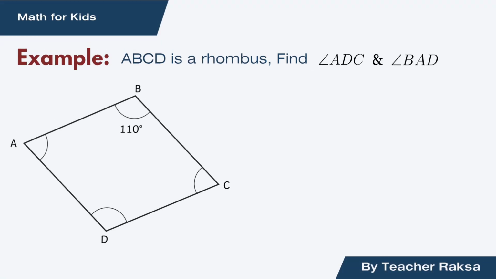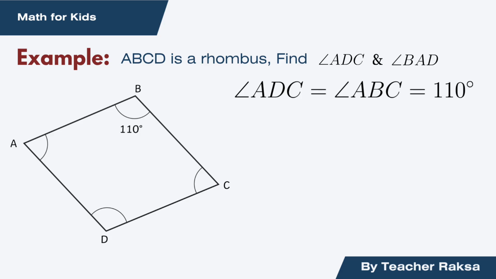Now let's use these properties to solve a real problem. In the given figure, we need to find the values of some unknown angles. Since the shape is a rhombus, we know that opposite angles are equal. So, if angle ABC is 110 degrees, then angle ADC is also 110 degrees.